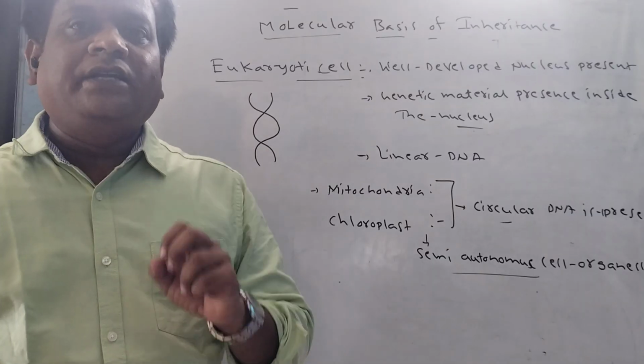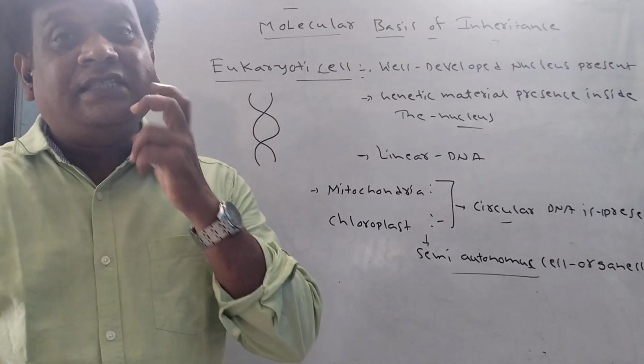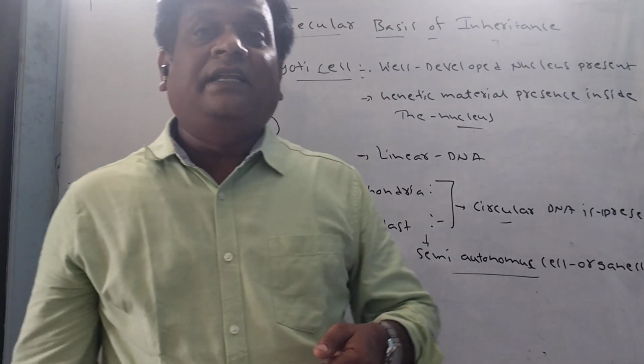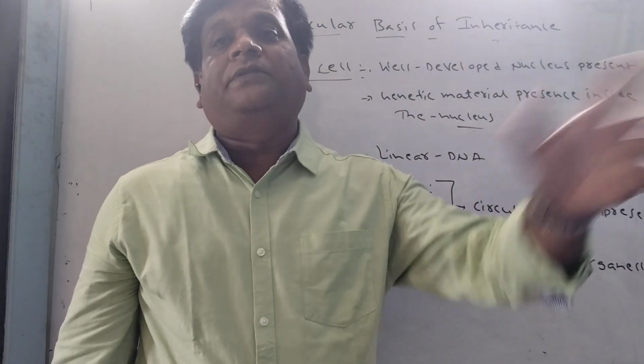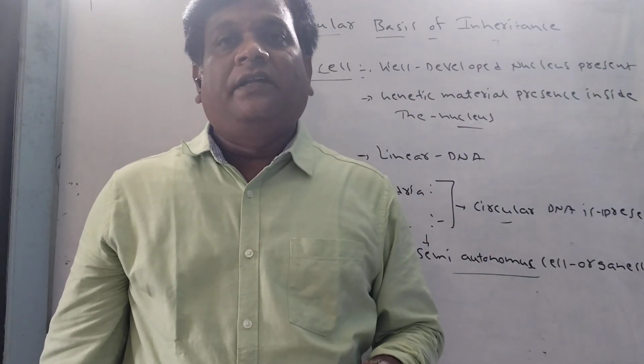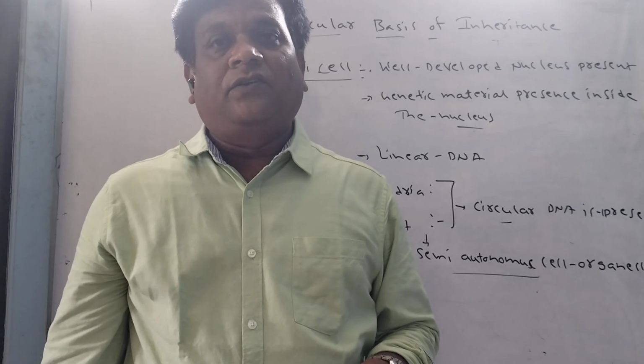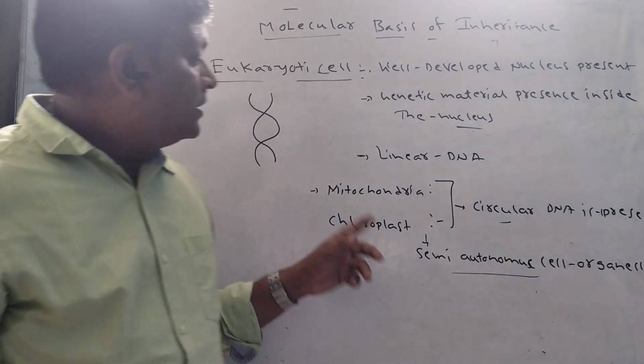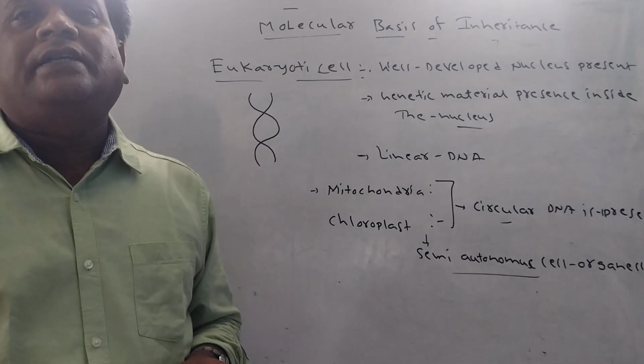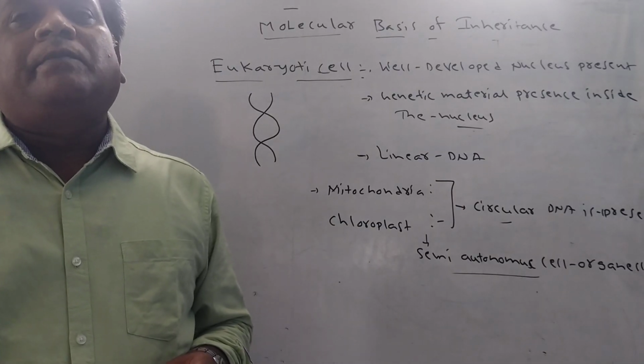Apart from the cell organelles that have DNA, in the ribosomes the genetic material is absent. But especially the mitochondria and chloroplast are the semi-autonomous cell organelles.